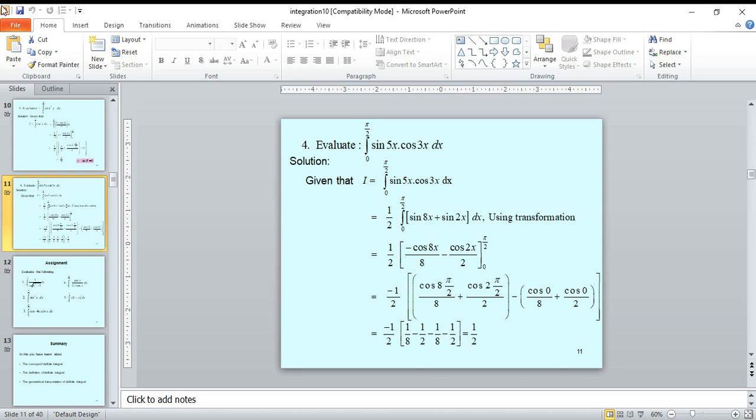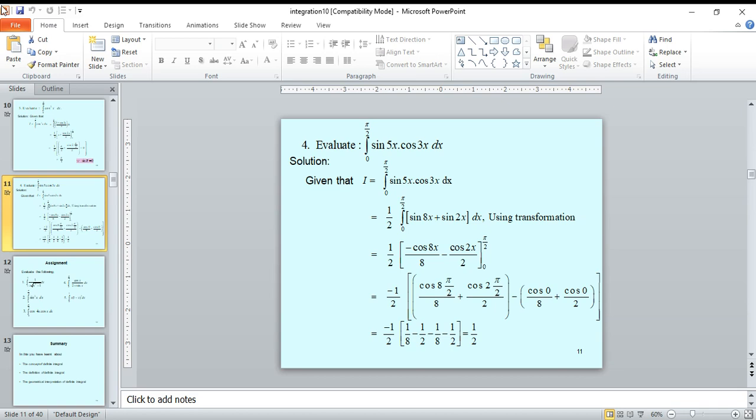Evaluate integration 0 to pi by 2 sin pi x into cos 3x dx. Solution: given that I equals integration 0 to pi by 2 sin pi x into cos 3x dx. This is the 2 sin A cos B formula. 2 sin A cos B is sin (A plus B) plus sin (A minus B).